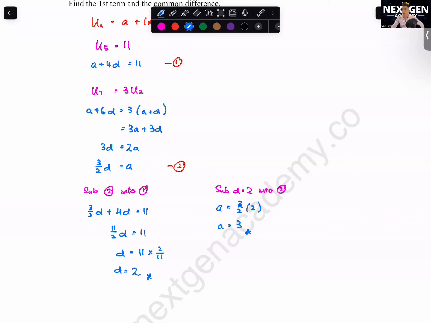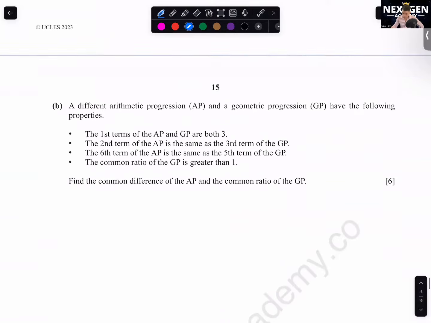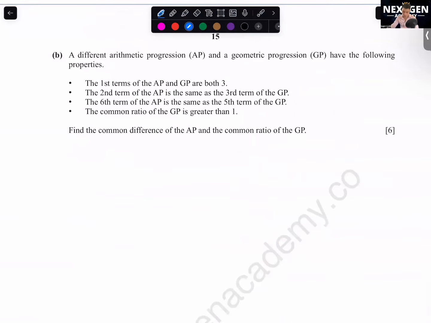Okay, last one, many statements, 6 marks. A different arithmetic progression AP and a geometric progression GP have the following properties. The first terms of the AP and GP are both 3. So we need to take note of this one first.